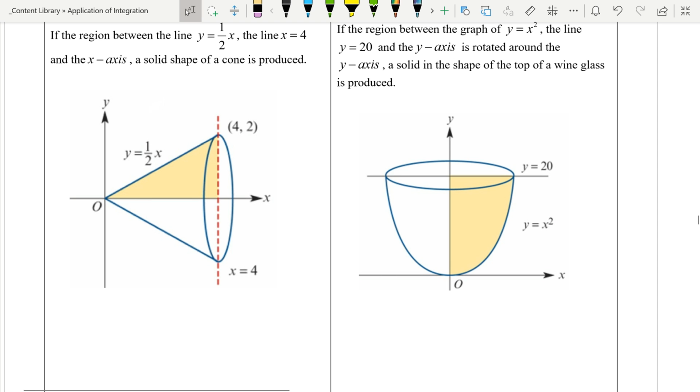Okay, so what I want to work out is the volume of this ball here. So these are two different ways: one is rotated about the x-axis and the other is rotated about the y-axis. What we want to work out is the volume of those shapes being rotated.